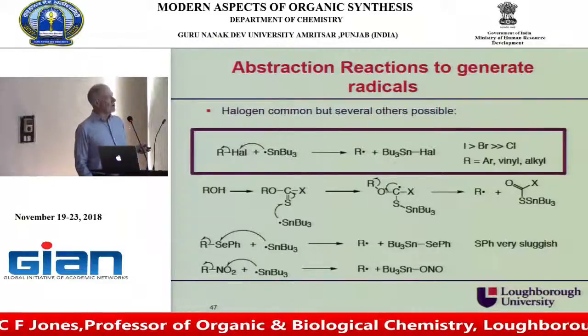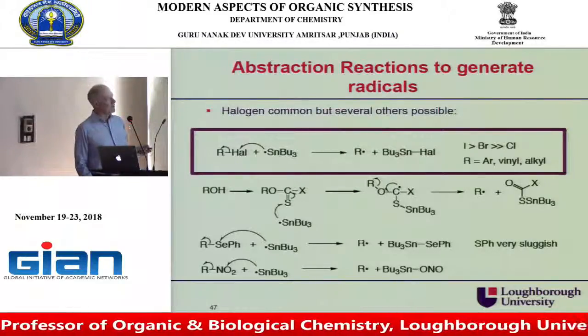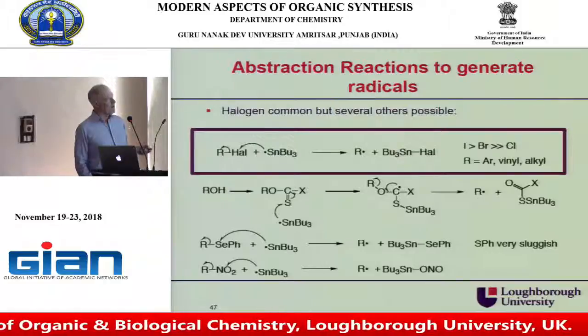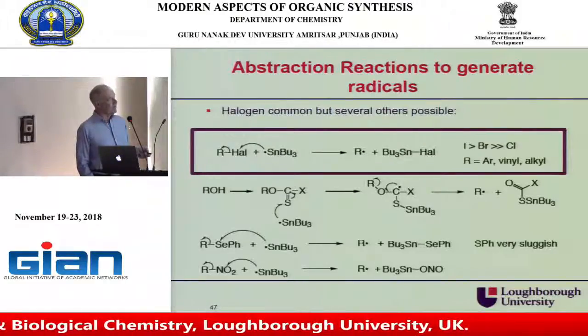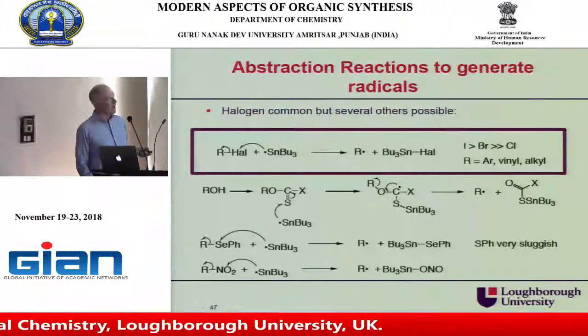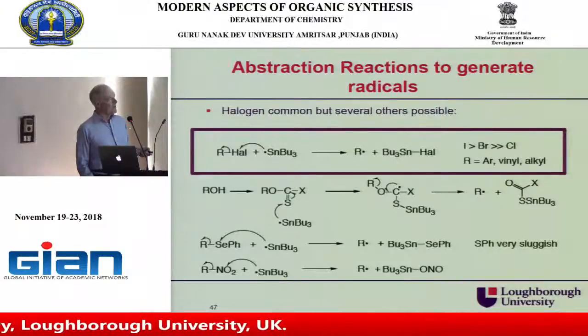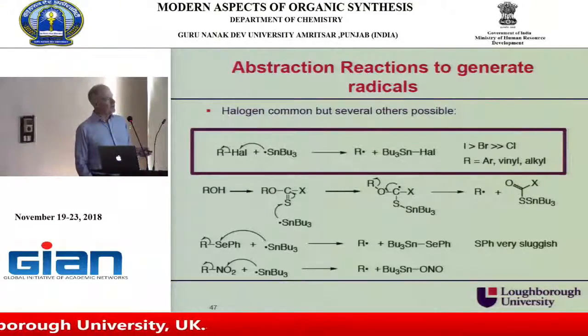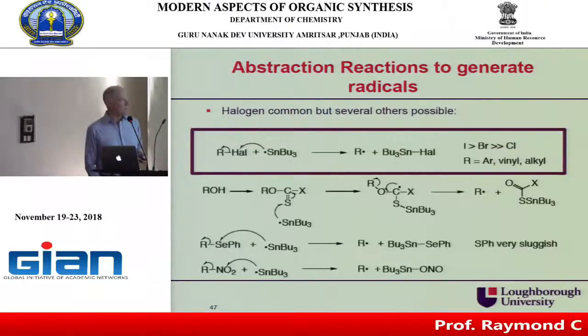What other possibilities are there to get radicals started? If you have an alcohol and you make one of these thiocarbonyl derivatives, tributyl tin radical will react with the sulfur here and produce this kind of radical, which then decomposes to give you the alkyl radical. So that's another route to the same carbon radical.